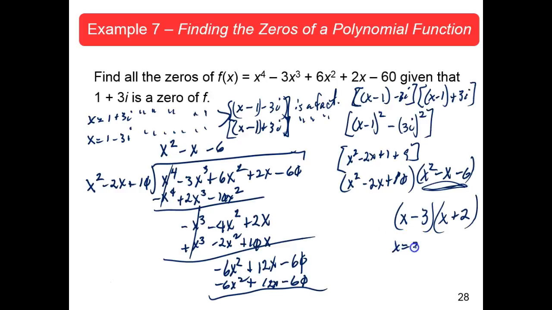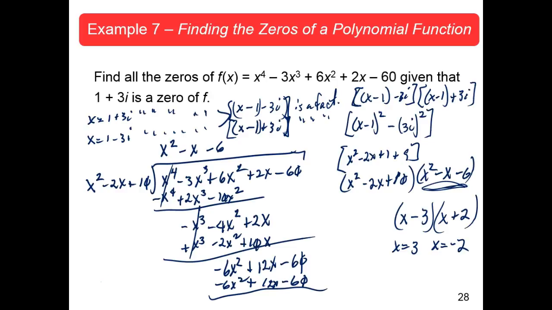Say that again. X equals what? Negative 2. Got it. Those are our other two zeros. That's what they're looking for, the zeros of that function. Since they told you 1 and you had real coefficients, you know the other complex zero has to be a zero. The complex conjugate has to be a zero.